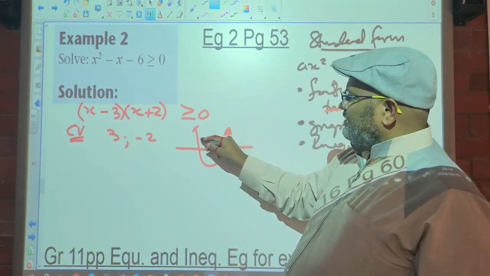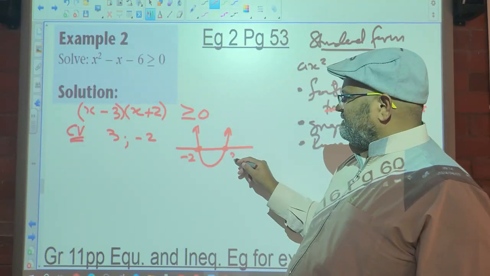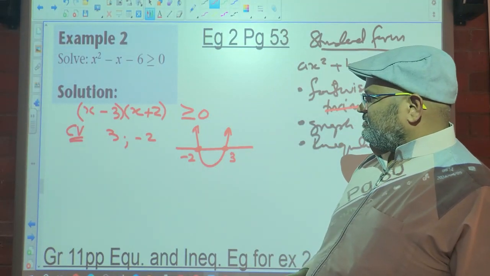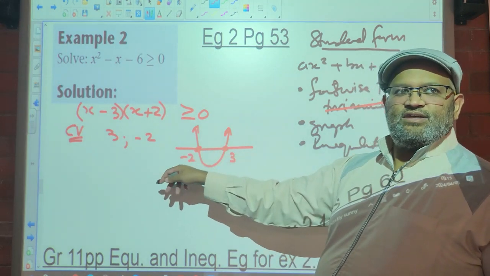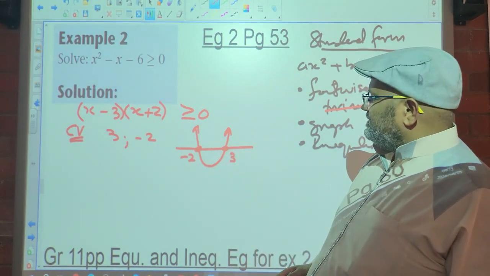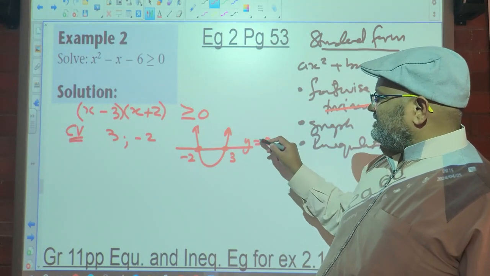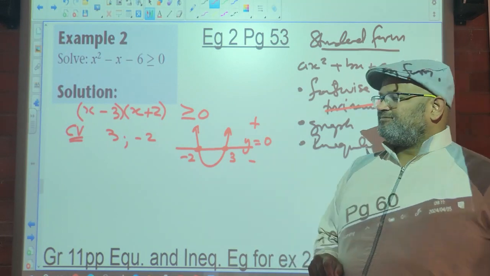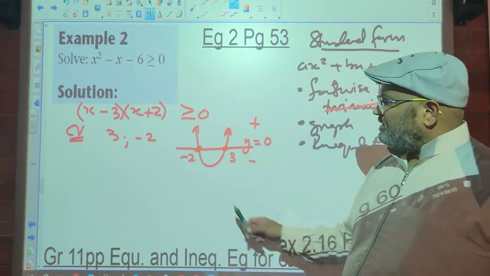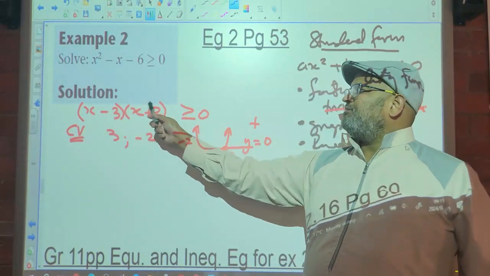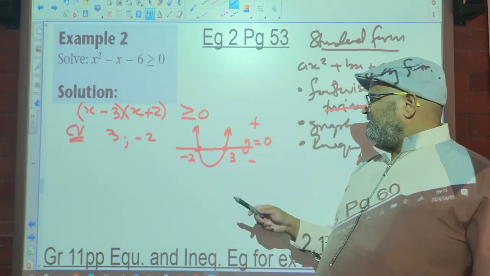Let's go. The graph is smiling. What are the x values here? Negative 2 and 3. Why is the negative 2 on that side? Because that is more negative on that side. Not so. So this is the y is equal to 0 line. This is more than. So what does this inequality say? The function must be greater than or equal to 0.